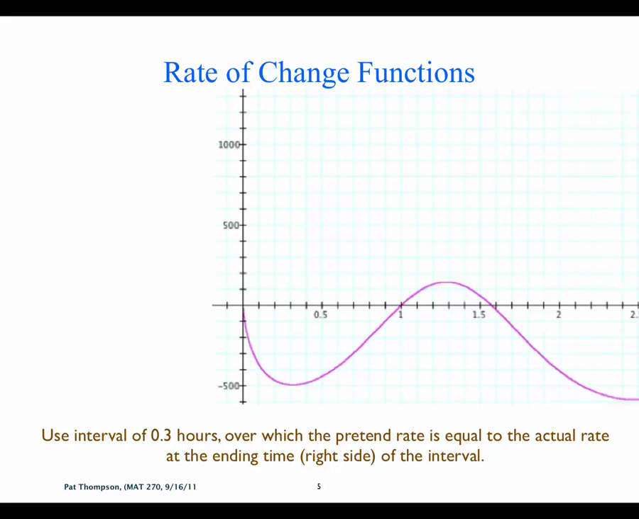First of all, intervals of 0.3. So we're going to go from 0 to 0.3 right there, and then 0.3 to 0.6. Here's how we're going to break it up. And we'll just go to 1.5. We'll just stop there, okay? So just go from 0 to 1.5 hours.